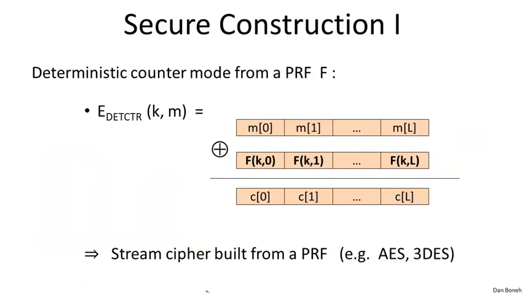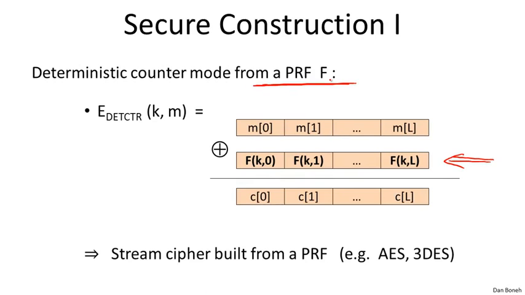Well, here's a simple example. What we could do is use what's called deterministic counter mode. So in deterministic counter mode, basically we build a stream cipher out of the block cipher. So suppose we have a PRF, F. Again, you should think of AES when I say that. So AES is also a secure PRF.